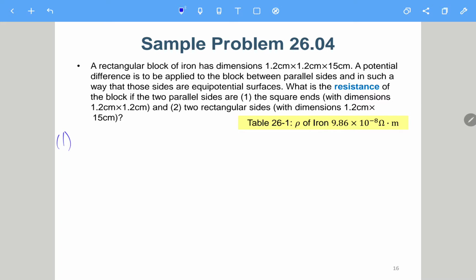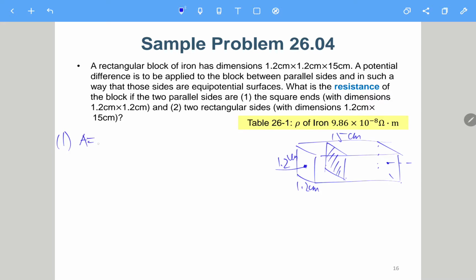Okay, so for this case it is like this: 1.2, 1.2, and this is 15 centimeters. We pick this to be one end and this one to be the other end, so the cross section is like this. This is the cross section. So A is 1.2 centimeters squared, which is 1.44 times 10 to the minus 4 meters squared.